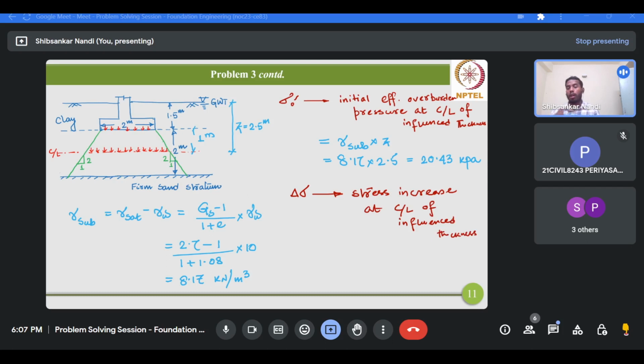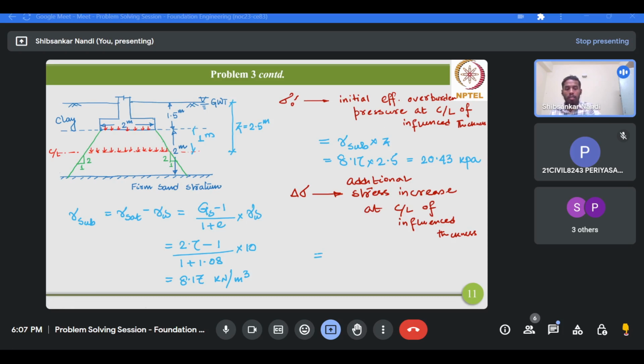Again, since this soil mass is basically homogeneous, we are considering only one layer. However, for encountering cohesive soil with layered configuration, you have to consider this delta sigma in that fashion. Okay, means individually delta sigma at the center line of each layer. Okay, this is the additional stress increase. Now how we can calculate this additional stress increase?